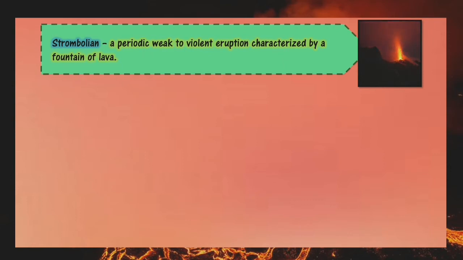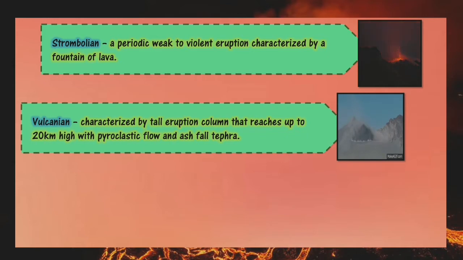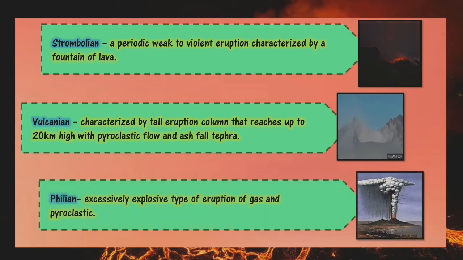The third one is Strombolian. It is a periodic weak to violent eruption characterized by fountains of lava. The next one is Vulcanian. It is characterized by a tall eruption column that reaches up to 20 kilometers high with pyroclastic flow and ashfall tephra. And lastly, Plinian. It is an excessively explosive type of eruption of gas and pyroclastics.